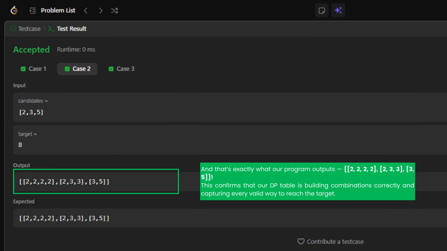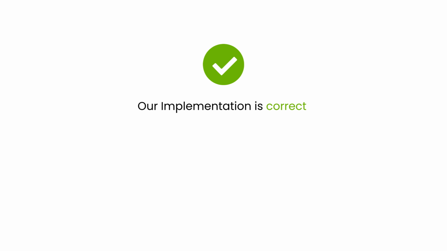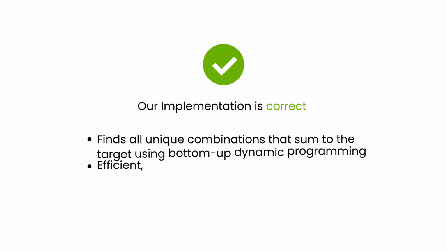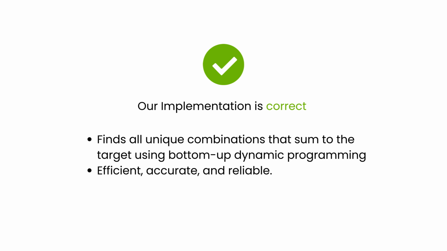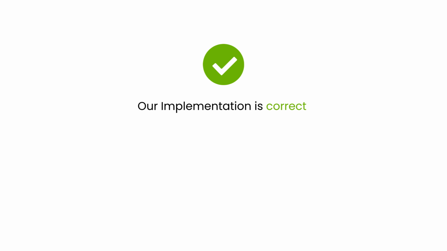And that's exactly what our program outputs: [2, 2, 2, 2], [2, 3, 3], [3, 5]. This confirms that our DP table is building combinations correctly and capturing every valid way to reach the target. Wrap up. So, our implementation is correct. The algorithm successfully finds all unique combinations that sum to the target using bottom-up dynamic programming, efficient, accurate, and reliable.